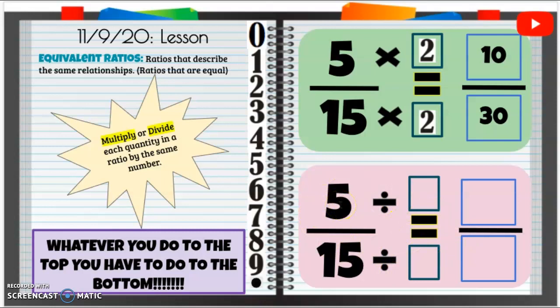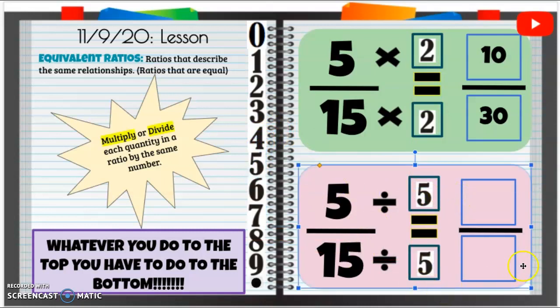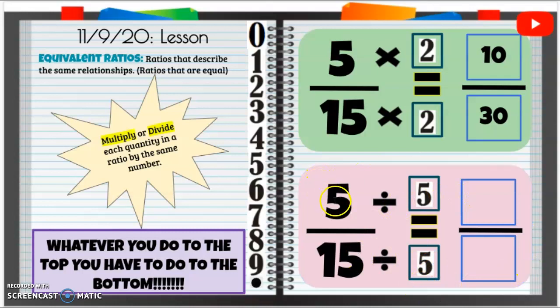So to make another equivalent ratio, but by dividing. Let's see. What can I divide both of these numbers by? Ooh, we could divide by 5. So let's divide both numerator and denominator, the numerator is the top, denominator is the bottom, by 5. All right, so 5 divided by 5 equals 1. 15 divided by 5 equals 3. So another equivalent ratio to 5/15 is 1/3, or 1 to 3.